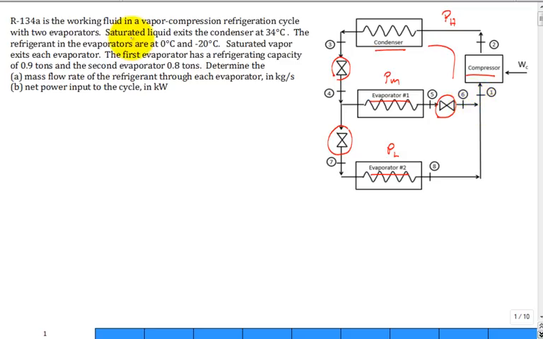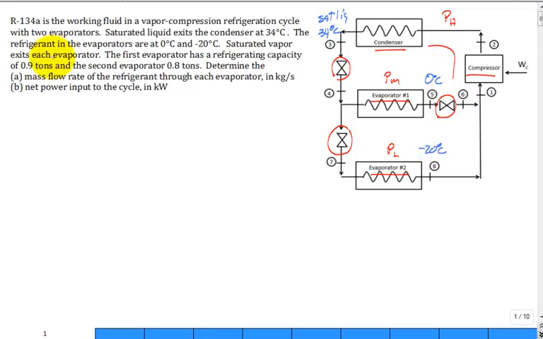Okay. The saturated liquid exits the condenser at 34 degrees C. So it's saturated liquid, 34 degrees C. And we've numbered the states already, so that's state 3 coming out of the condenser. The refrigerant in the evaporators is at 0 and negative 20. So this is 0 degrees C, negative 20 degrees C.